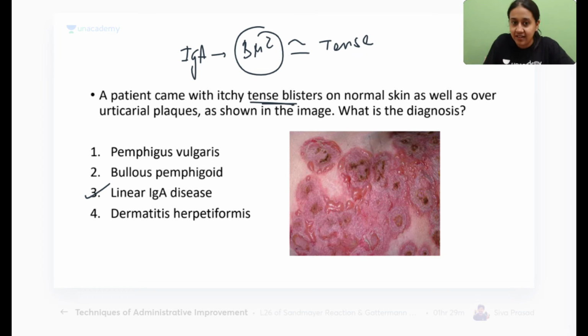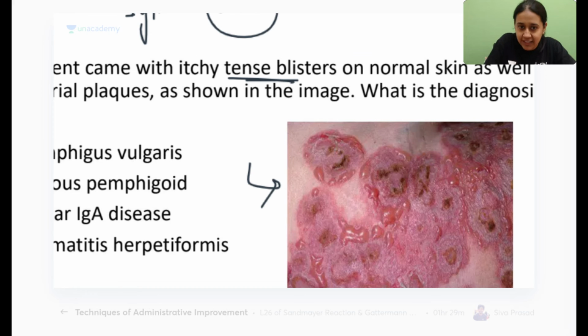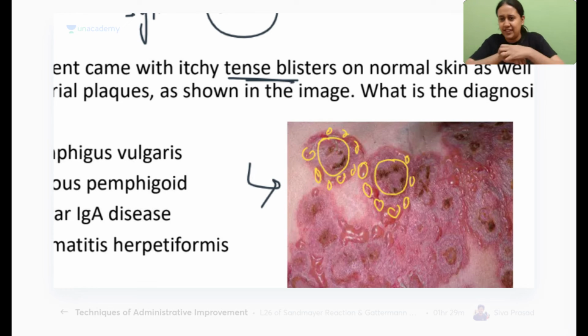But what is the difference then? You have to look for the image. There's a purpose. They have given you the image. If you look at the image, I'm zooming this for you. Can you see a large central settled bulla? And there are multiple small vesicles present on the periphery. This is a very classical image. Actually, you hardly see them because of itching, the patient tends to cause a lot of excoriations.